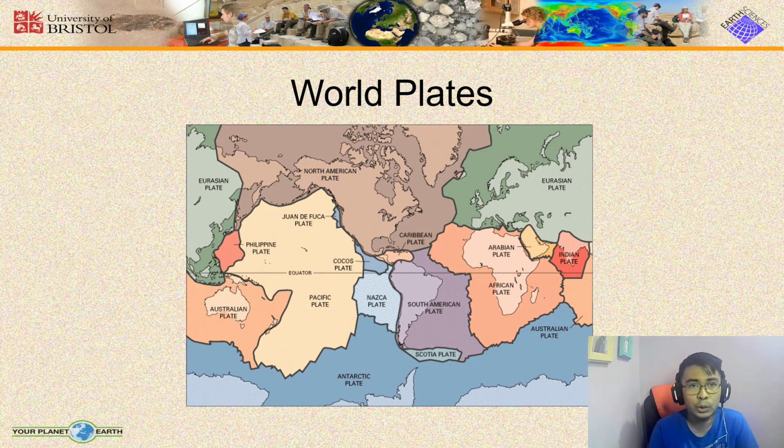So this diagram shows the major tectonic plates. Okay, so we have major plates like the African plate, South American plate, Australian plate, and many others. Okay, but aside from that, we also have minor plates, or relatively smaller plates.